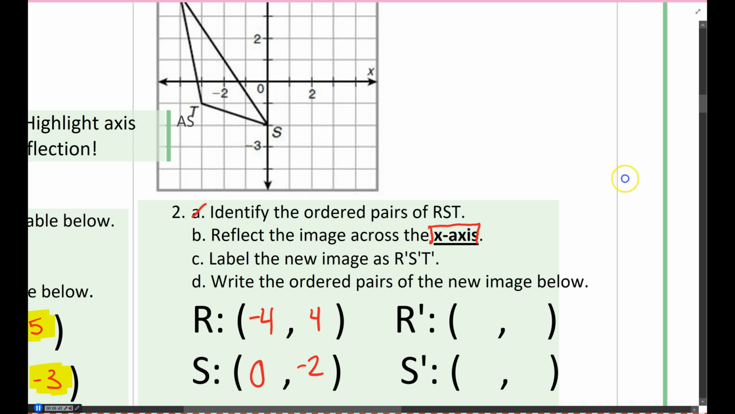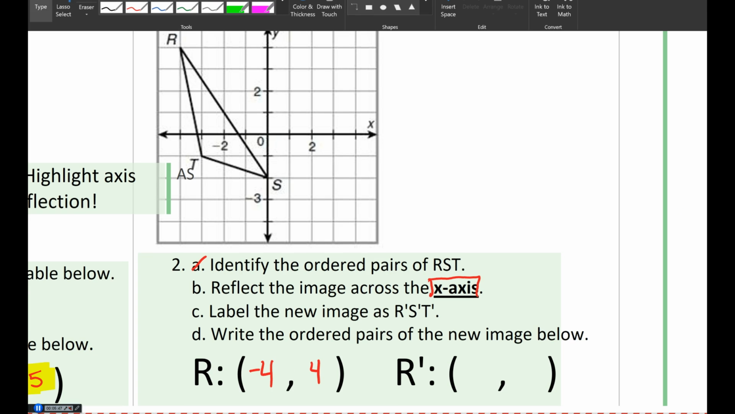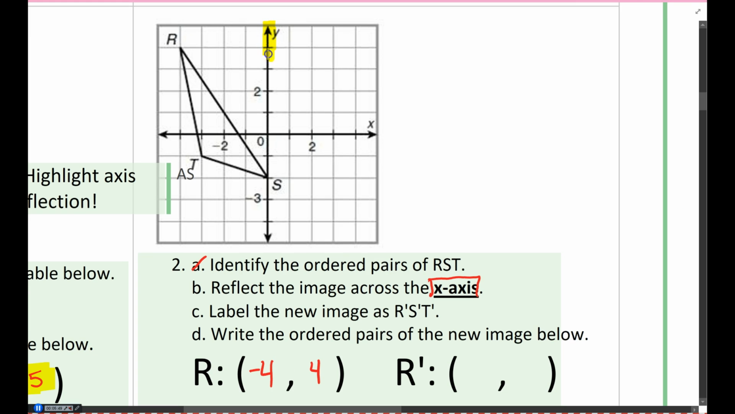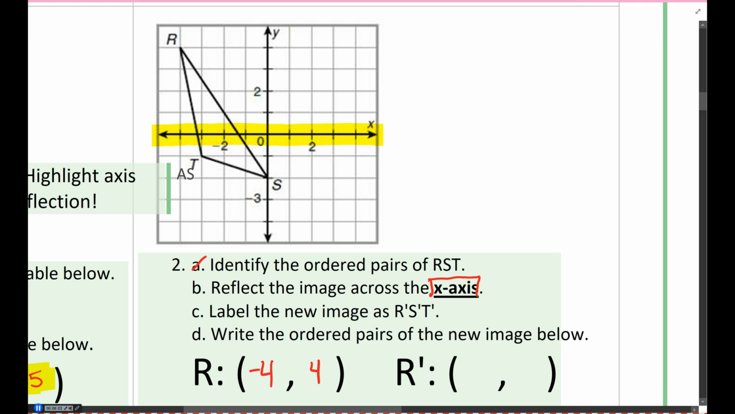For part B, reflect the image across the x-axis. Well, hopefully you remember the first thing that you need to do when we're reflecting is clearly identify the correct axis, which I obviously just messed up. There we go. So I've labeled my axis, and now I'm going to reflect it.